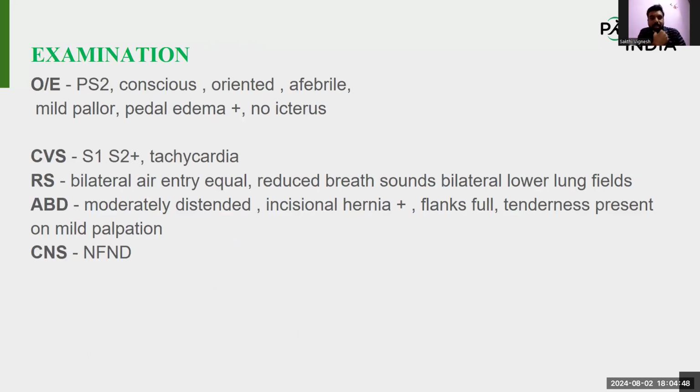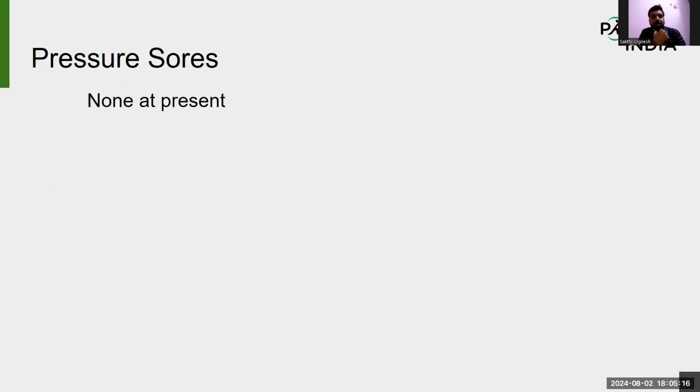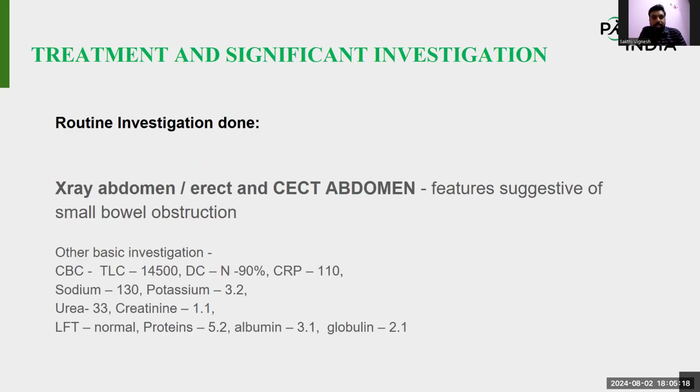On examination, the patient's performance status was PS2. She was conscious, oriented, afebrile, mild pallor was present, bilateral pedal edema was present, and no icterus was present. CVS: S1 S2 plus with tachycardia. Respiratory: bilateral air entry was equal, and reduced breath sound was heard in bilateral lower lung fields. Abdomen was moderately distended with the incisional hernia present. The flanks are full and tenderness was present on mild palpation itself. No pressure sores. Next.